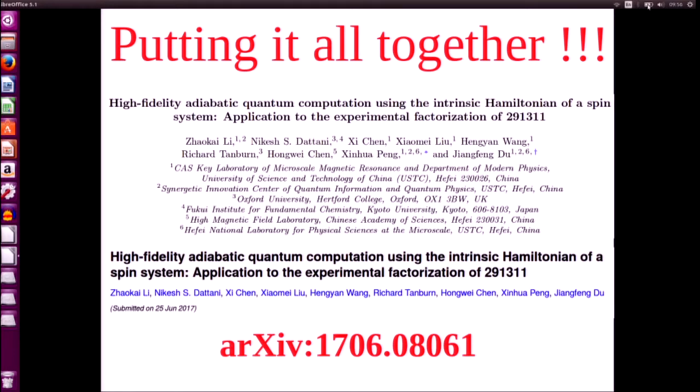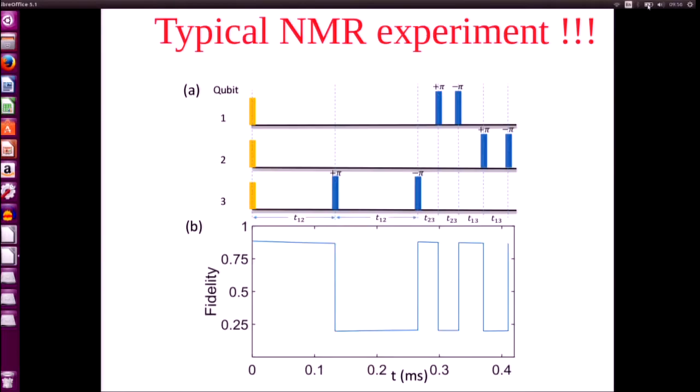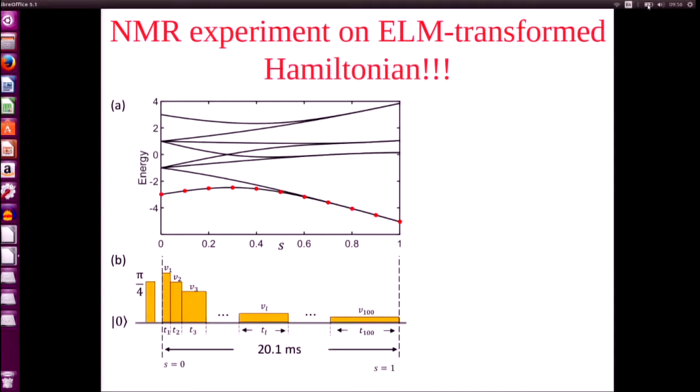Putting it all together, we can now do some spin-based experiments. This was submitted on 25th of June, 2017. And the first author, Li Jiaokai, that did a lot of the experiments, he's in the audience right now. So a typical NMR experiment, you'll see the system is exiting the ground state whenever we apply these control pulses to move the system along the adiabatic passage. Now we can do it with the ELM-transformed Hamiltonian. We can do it without such problems. Here's the pulses at the bottom.